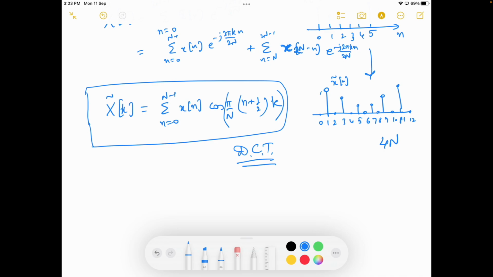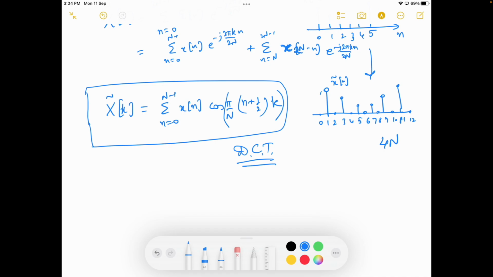This is called the discrete cosine transform. So why do we insert zeros in the middle? Just to make it come in this nice form. If you don't insert zeros, you will get, okay, I can give it to you as a reading assignment.